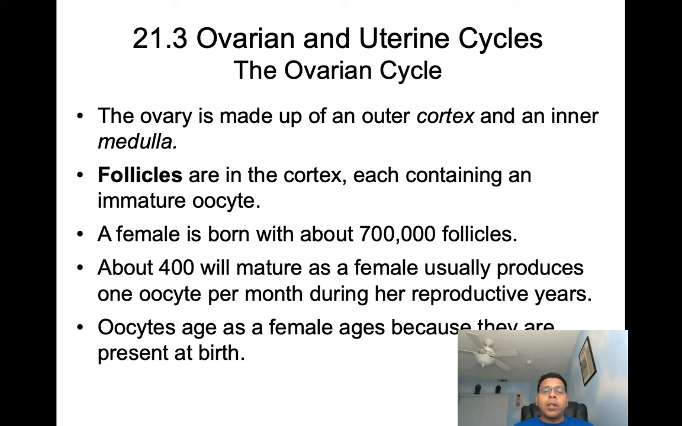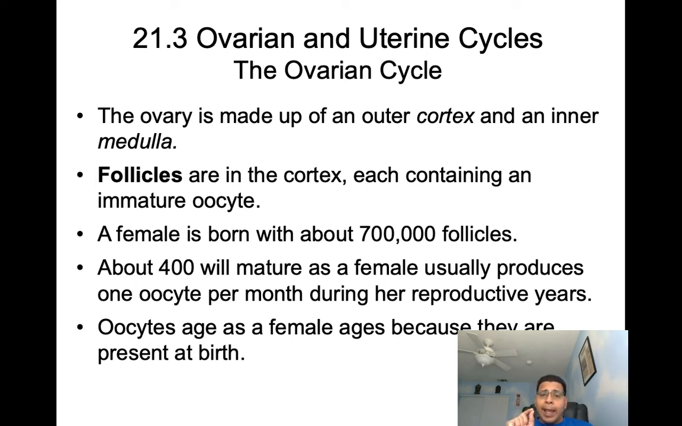The ovaries are made up of an outer cortex and an inner medulla. In the cortex is where you will find the follicles. Each follicle is going to contain an oocyte in different stages.